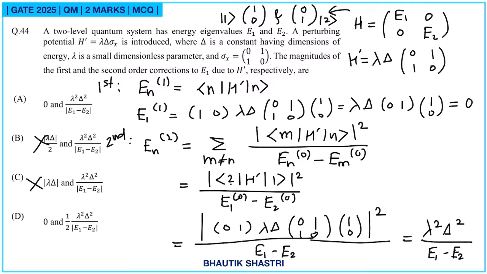And that's because we took 2 and 1 here. If we took 1 and 2 here, then this will be E2 minus E1. So basically we can consider it to be mod of the values, difference of the values. So here option A is correct. This half is not there.